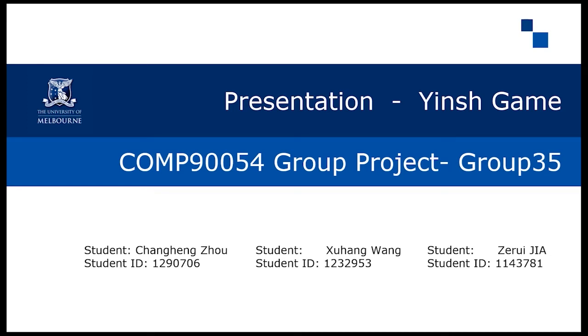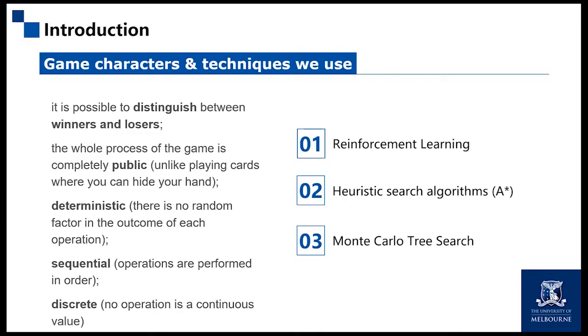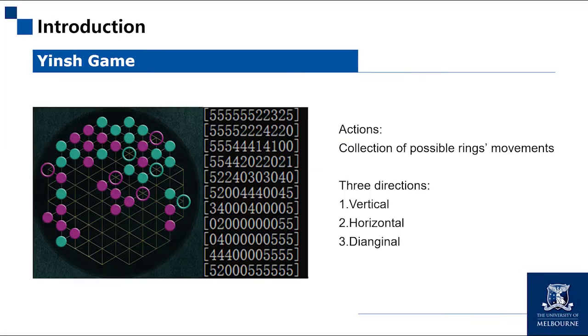We are Group 35. Because of these characteristics of the game, we have adopted the following three techniques. The YINSH game integrated rules from Othello and 5 in a row.